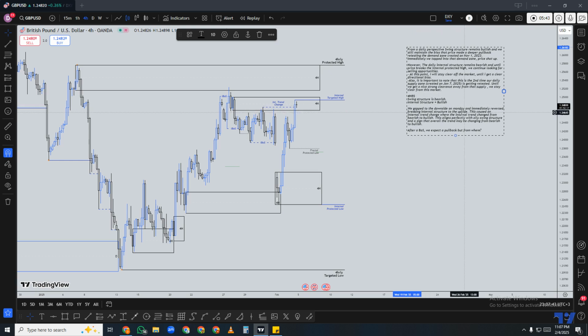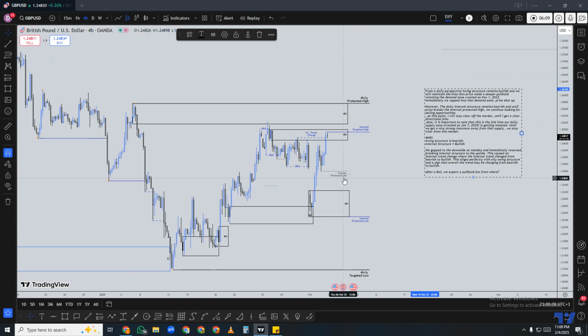Now we gapped to the downside on Monday and immediately reversed. As you can see, we gapped down, and then immediately that happened, we reversed that trend, breaking the internal structure to the upside, and this caused an internal trend change. So you can see the internal structure of the 4 hours has already changed.